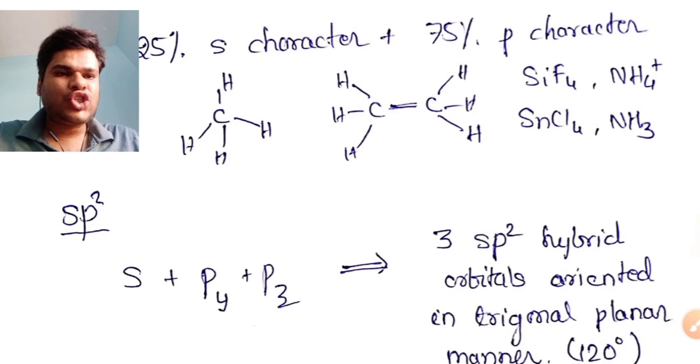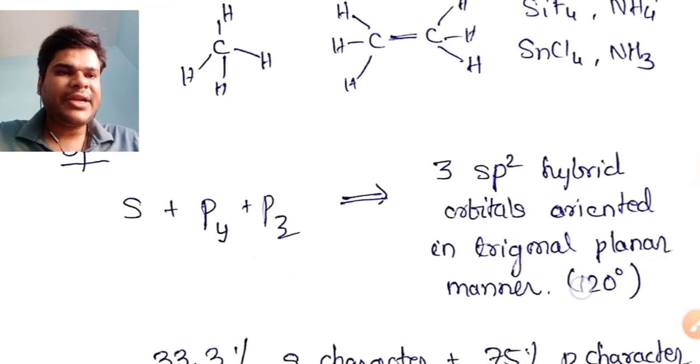If 3 such orbitals are present, their orientation will be triangular planar, and the angle between these hybrid orbitals will be 120 degrees, right.